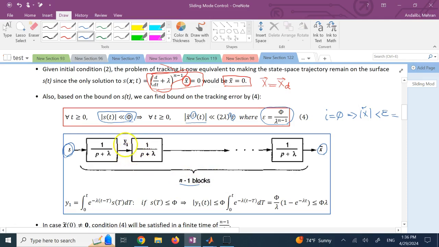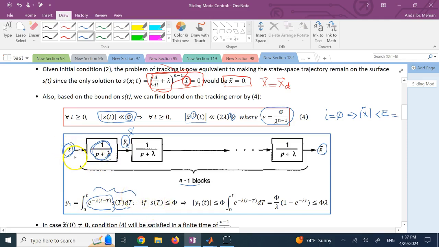For instance, as I said, if n is 2, then you only need 1 time. So all you need is then this y1 is going to be the same as x tilde when n is 2. And what is y1 in this case? If y1 is taken from s by applying this basically low-pass filter, then y1 is the integral from 0 to t of s of tau e to the negative lambda t minus tau d tau, right? And this is basically the time response of this guy here. So this is a convolution, as you know.